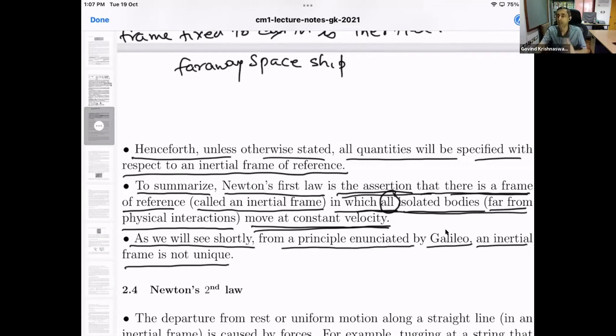It's not hard to imagine. If this is an inertial frame, then so is this. They are not moving relative to each other. If things look at rest in this frame, they will look at rest in this frame as well. Or if things look as though they are in straight line motion uniformly in this frame, so will they look in that. So inertial frames are not unique by any stretch of imagination.